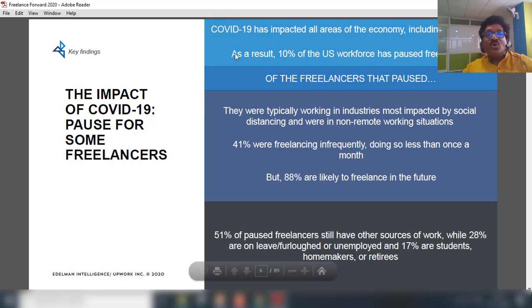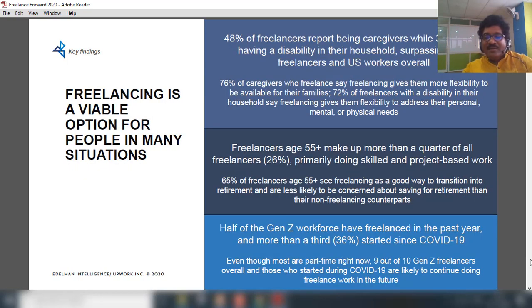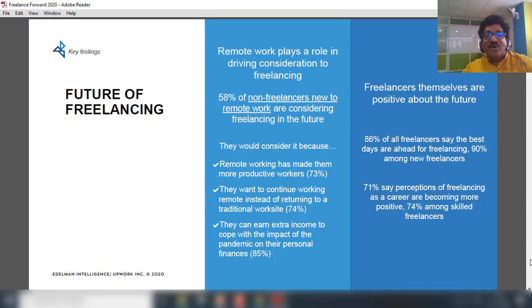We also know COVID-19 has impacted all areas of the economy, including freelancing. And if you notice that, the freelancers have started working more after this lockdown, more and more opportunities are coming up online. Let me show you interesting numbers. 58% of non-freelancers new to remote work are now considering freelancing in the future. Imagine that. 58% of the people who are into full-time jobs, who have never done freelancing earlier, are now considering the possibility of getting into freelancing.